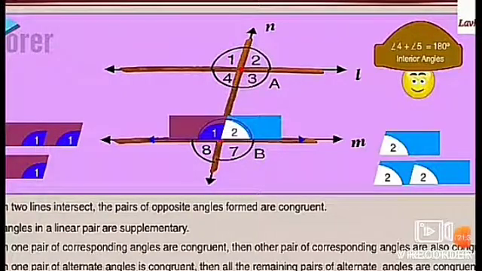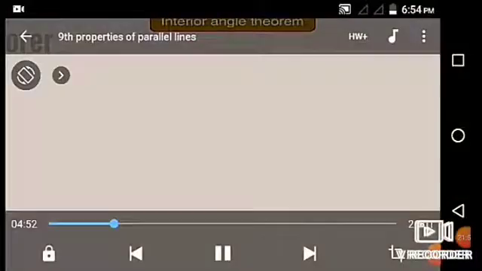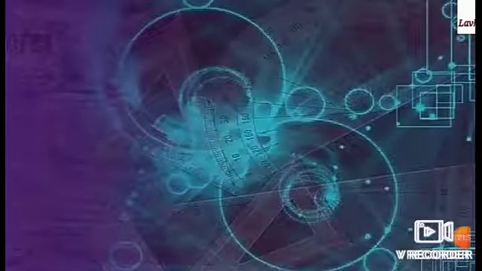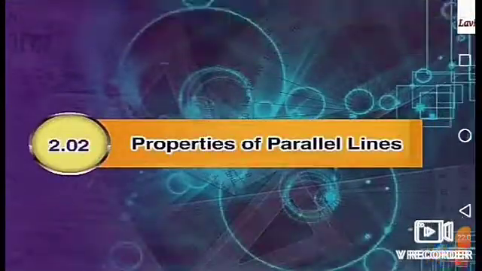Very good. This proves the fifth property as well, that is, when one pair of interior angles on one side of the transversal is supplementary, then the other pair of interior angles is also supplementary. Interior Angle Theorem. Properties of parallel lines.